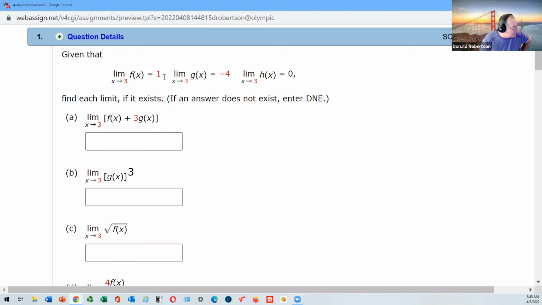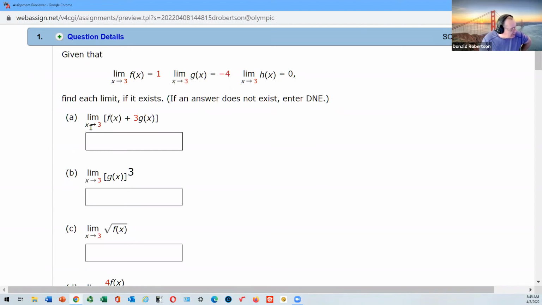You're being told the value of a limit, right? So the limit as x tends to 3 of f of x is 1. For the function g of x, it was -4, and the function h of x, it was 0. So they're all being found at a limit as x approaches 3. And now you're going to be asked to find the limits if they exist. And if the limits don't exist, you just put DNE, does not exist. Well, you've never seen this, but I think logic might come into play here.